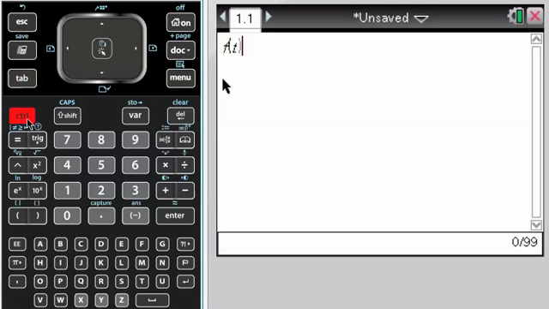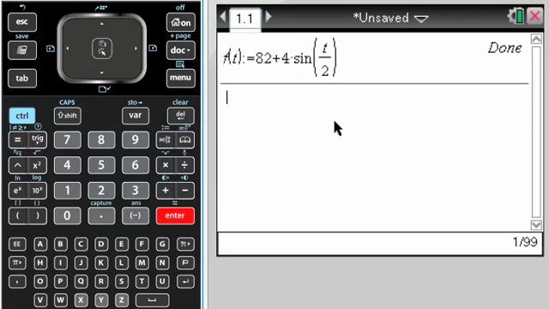So that's f of t, and then colon equals, 82 plus 4 sine of t over 2. And it's only valid between 0 and 30, but that's not really going to matter to me. Something you could screw up here is do f of x and then put a t, or f of t and then put an x. That'll make the function not work. Also, if you don't see done at the end, it means you didn't use colon equals, and that'll cause you problems as you go along.